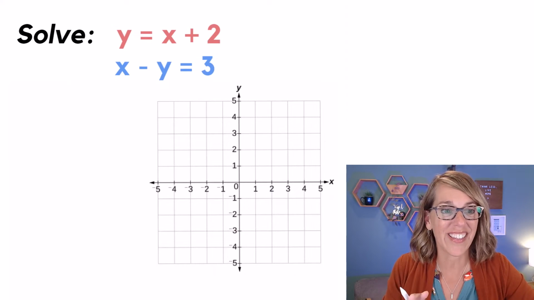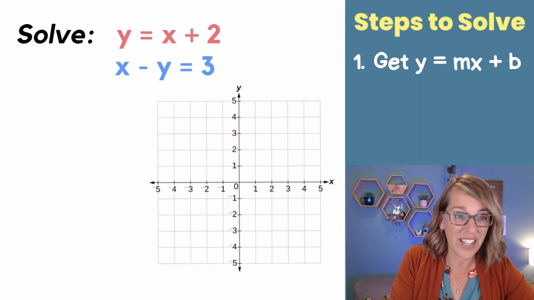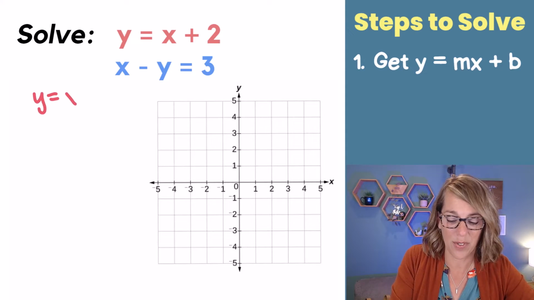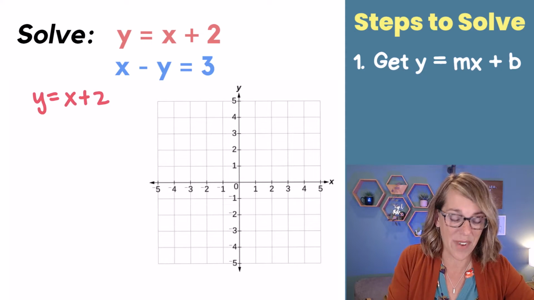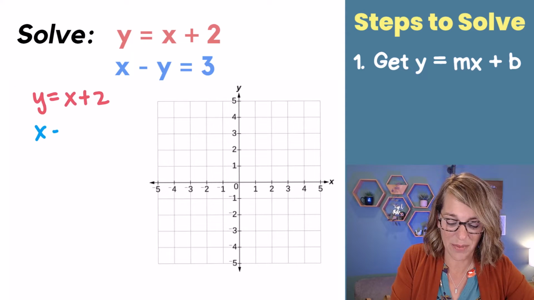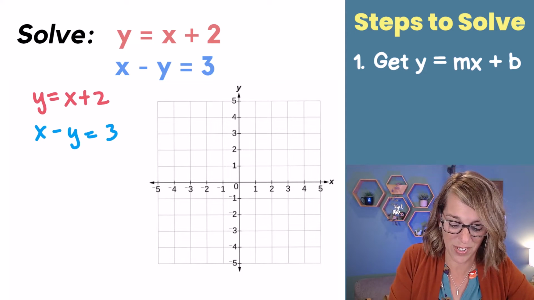As I'm working on these, I want both of them to be in slope-intercept form. The first one is, so I've got y is equal to x plus 2. That one's ready to graph, but I need to work on that second one. As I'm working on it, I really want y by itself. So I'm going to subtract the x to move it to the other side.